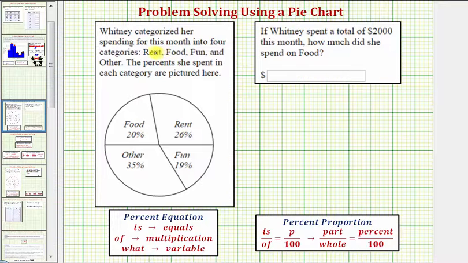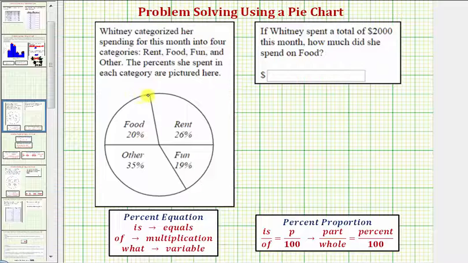Whitney categorized her spending for this month into 4 categories: rent, food, fun, and other. The percents she spent in each category are pictured below in the pie chart. If Whitney spent a total of $2,000 this month, how much did she spend on food?